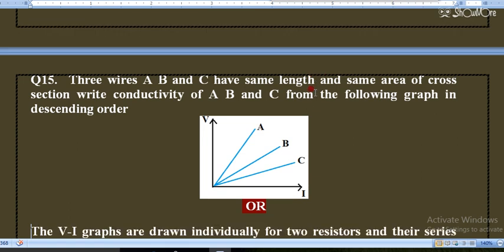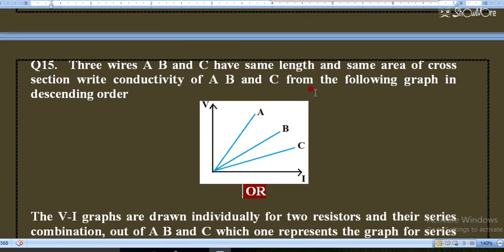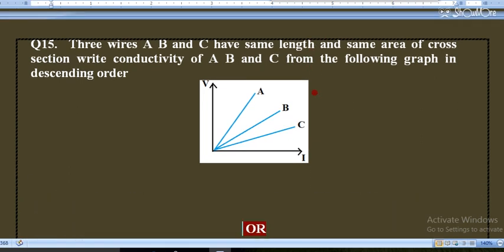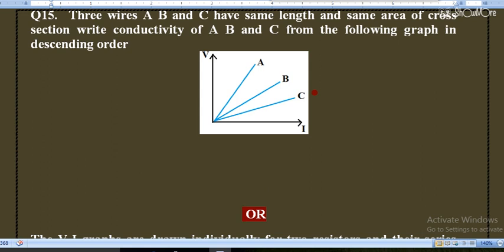Okay, so this was question number 14, and then we have question number 15. Many students have attempted question number 15, and some of them have obviously attempted the right one, but some not. So three wires A, B, C have the same length and same area of cross section. Now basically what you have to do is take the current the same. After that you have to see which wire has maximum voltage.